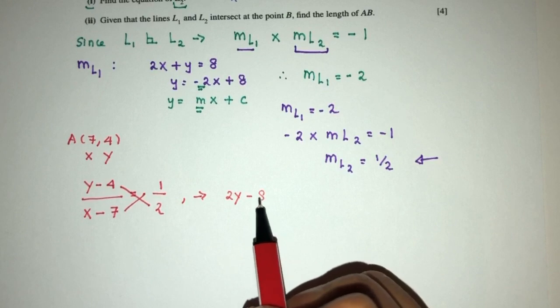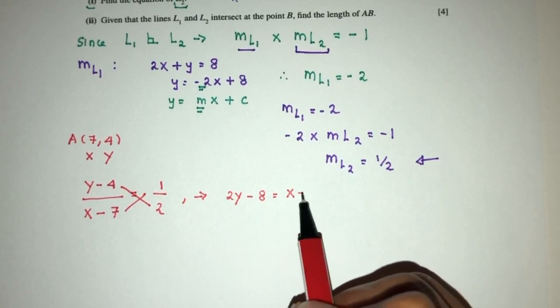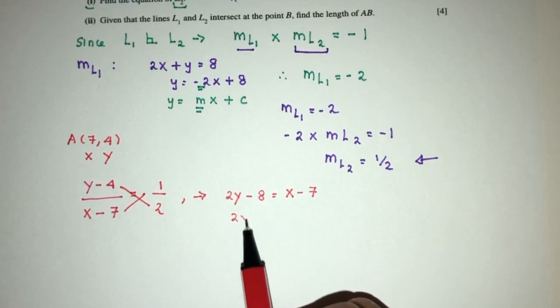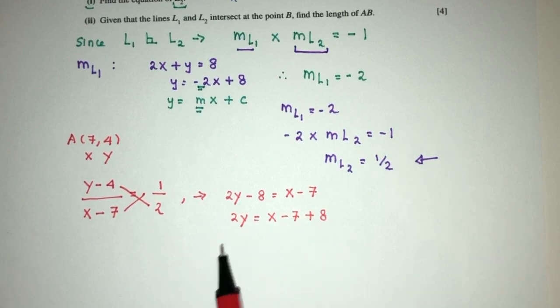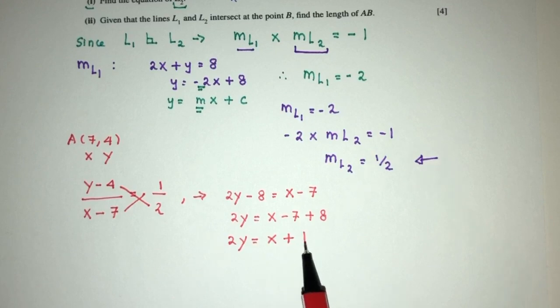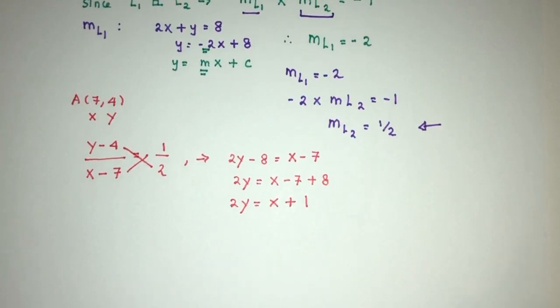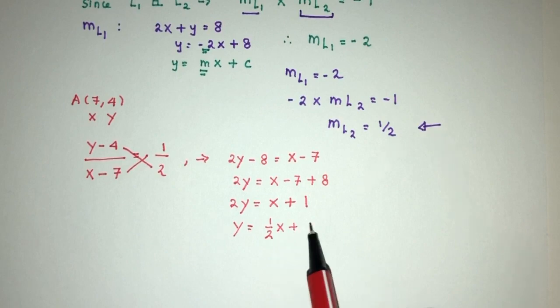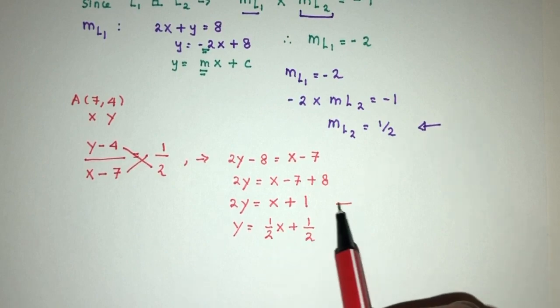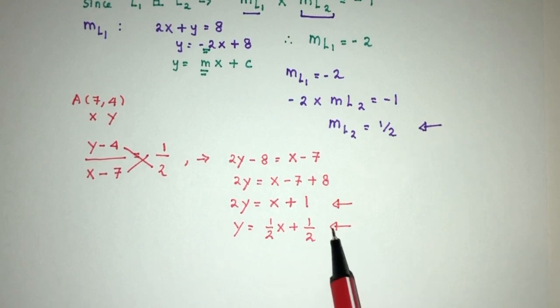2y minus 8. That will be x minus 7. So 2y will be x minus 7 plus 8. That will be 2y equals x plus 1. So this will be the equation of the line L2. Again, if you want to, you can always divide by 2, you will have y equals half x plus half. It is up to you. You can leave this or this as your answer as well for the equation of line L2.